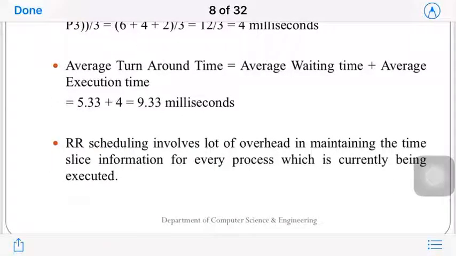So round robin scheduling involves a lot of overhead in maintaining the time slice information for every process which is currently being executed. Okay, so it has a lot of overhead because one after another, every process is getting a chance to execute again and again.